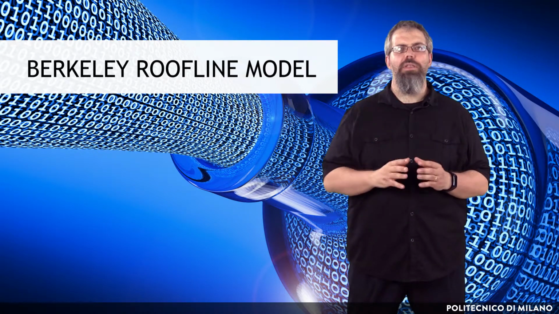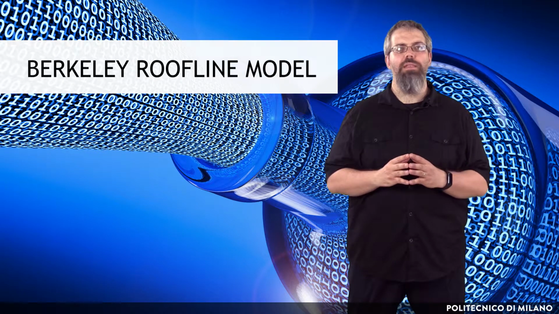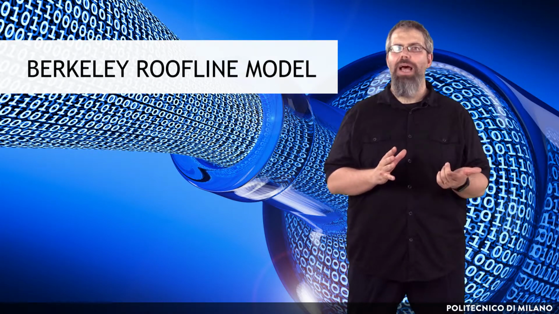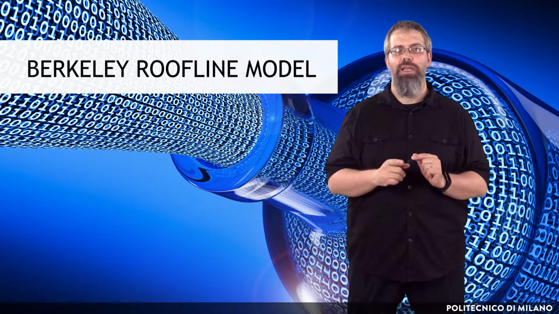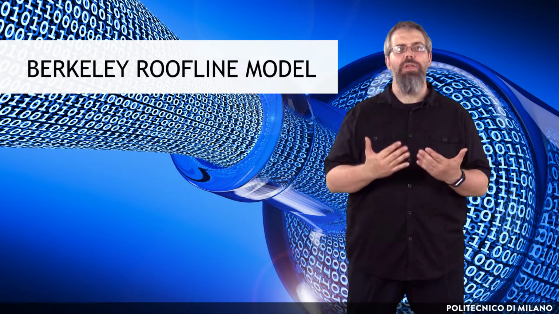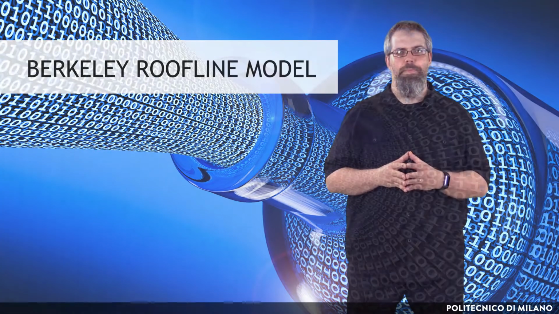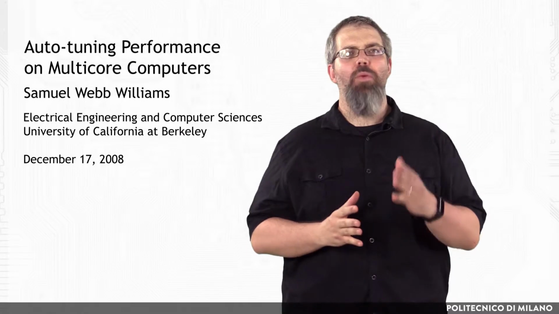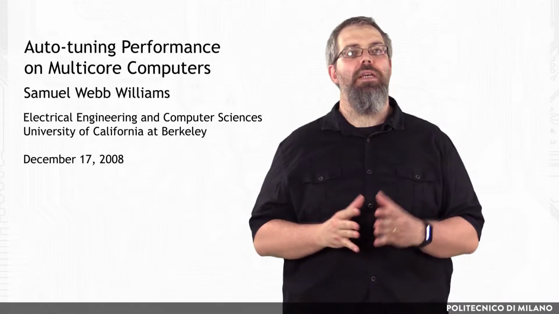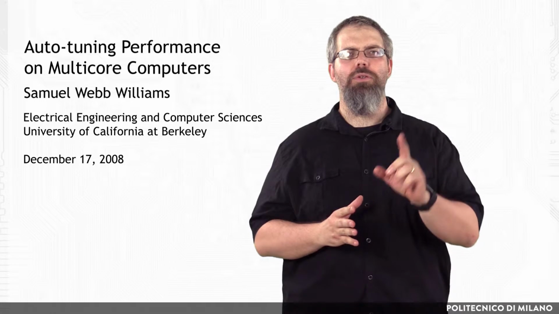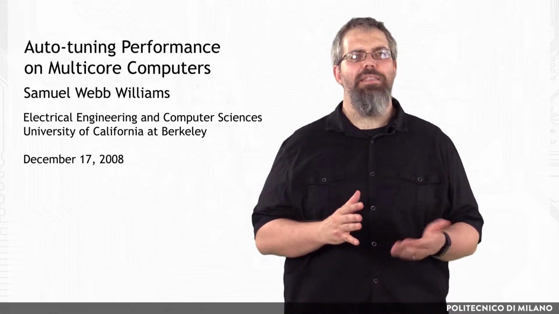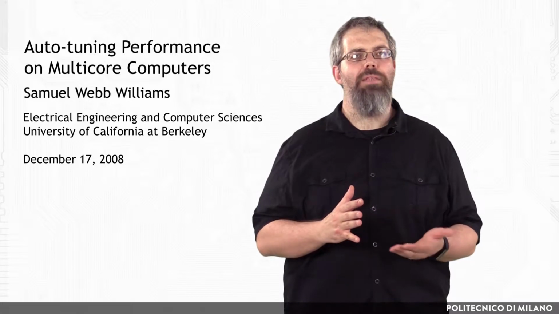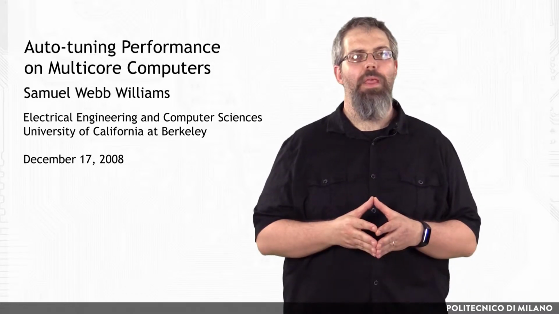Before digging into the details on how to use this model to identify performance bottlenecks and to apply it in a scenario where the underlying architecture will be implemented on an FPGA, let us first start with a brief history of the Roofline model. The Roofline model was first proposed in 2008 by Samuel Webb Williams in his PhD thesis at UC Berkeley named Auto-Tuning Performance on Multi-Core Computers. As the thesis name suggests, the model was born as a tool primarily meant for general-purpose processors.